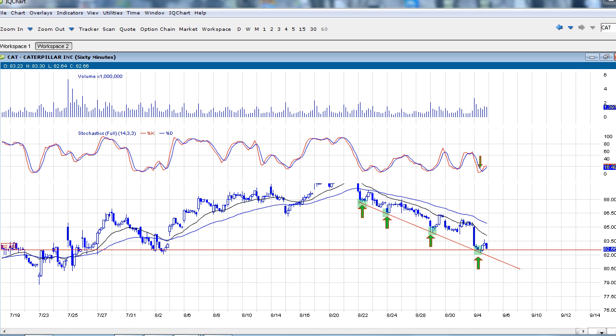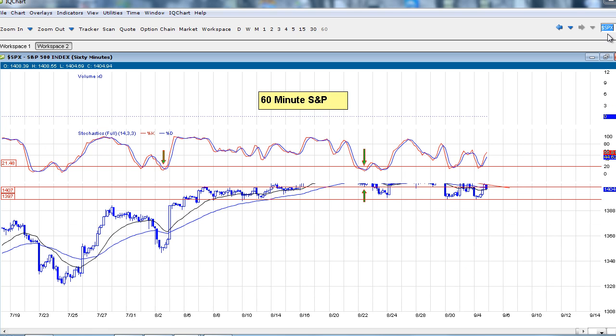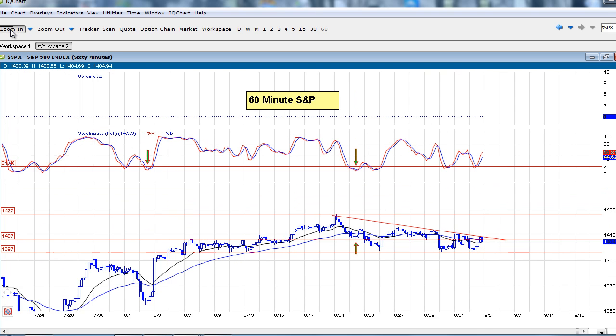It's a simple video. I want to get it out to you. Let's just take a look at the S&P cash chart. We're in a situation where there's a lot of news out this week.